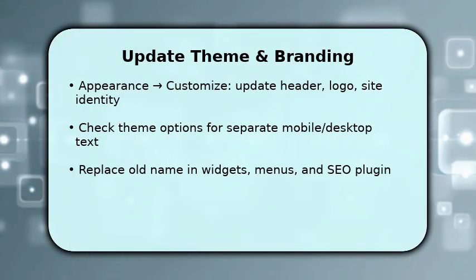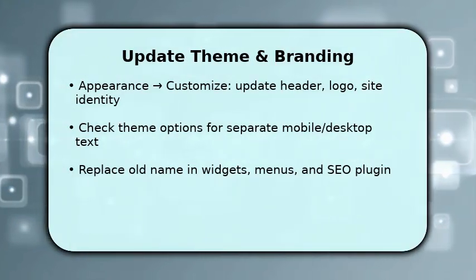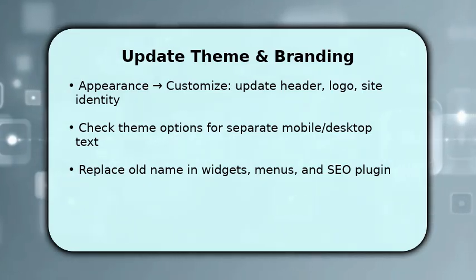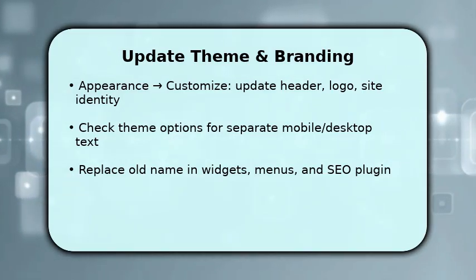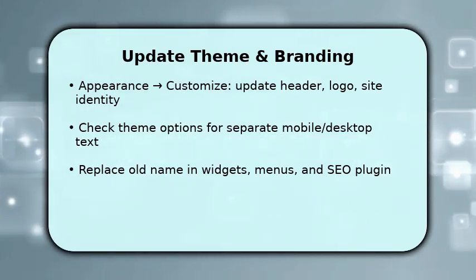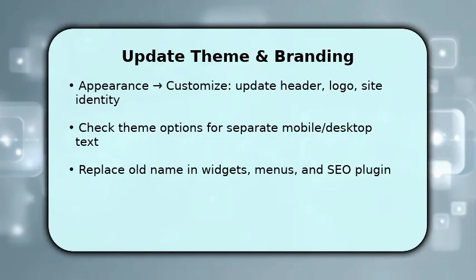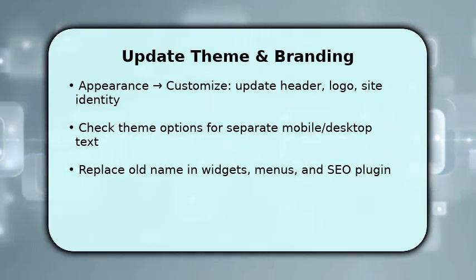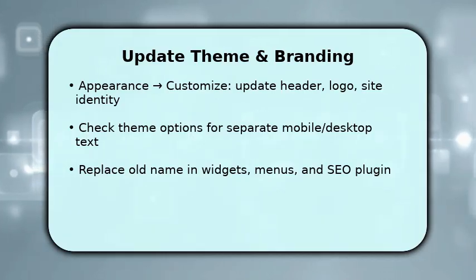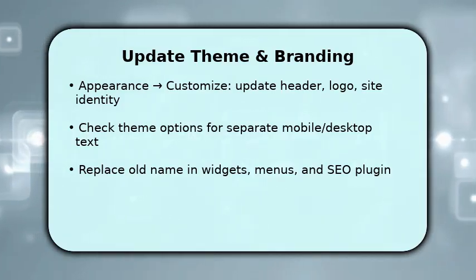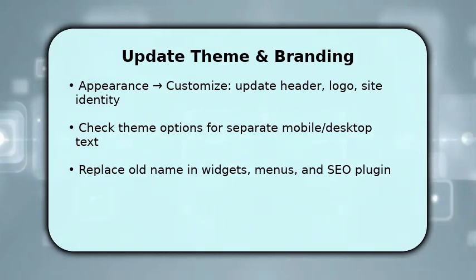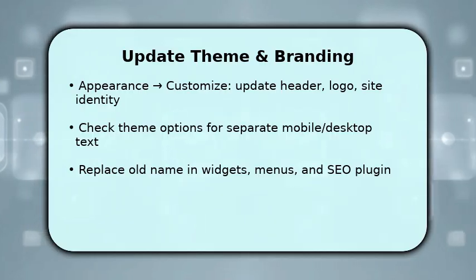Next, update theme and branding so the new name displays everywhere. Open Appearance, right arrow Customize and edit site identity. Replace logo, alt text, and header title. Then inspect widgets, menus, and any header scripts. Change hard-coded names. Make sure your SEO plugin, like title templates, reflects the new title, otherwise search listings keep the old name. Once adjusted, publish the customizer changes and clear any caching plugins so visitors see the update immediately.